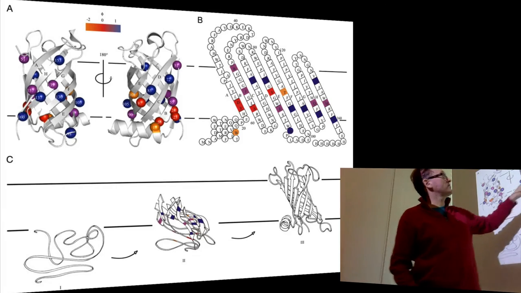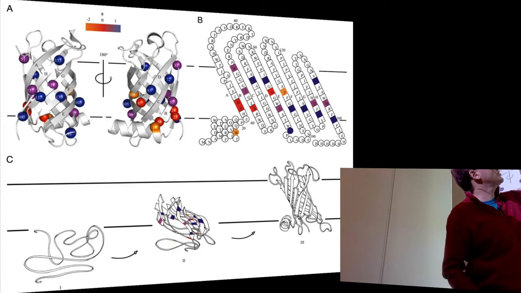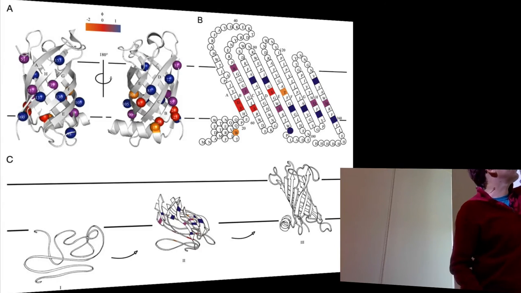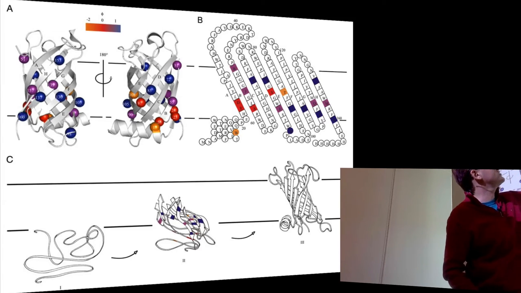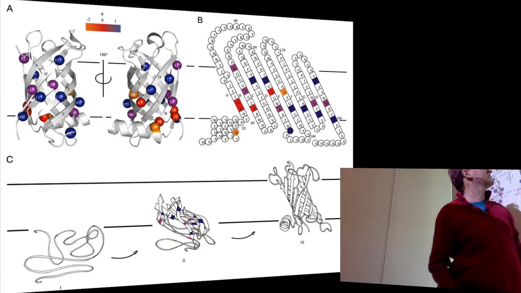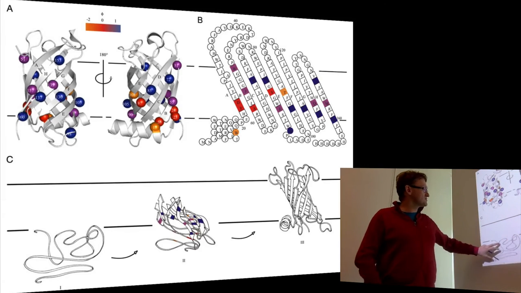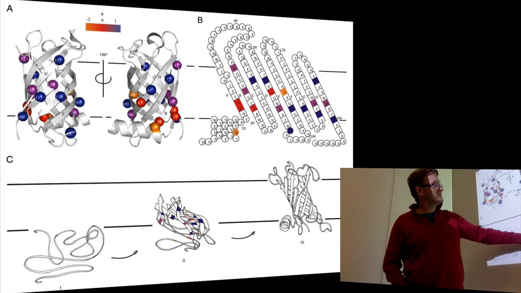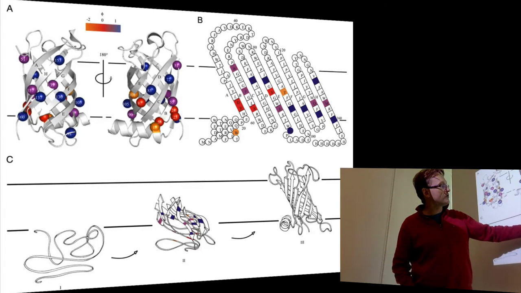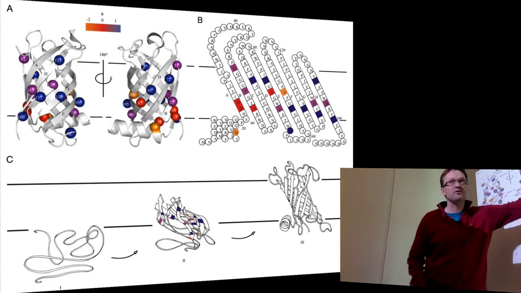But it turns out that there are a couple of key interactions, a couple of beta sheet interactions that have to form first. These hydrogen bonds are important. These hydrogen bonds are important, and they really help this sheet. So you start as a coil, and you're gradually moving into the membrane. You start to form a few key interactions, and eventually you fold into the membrane.